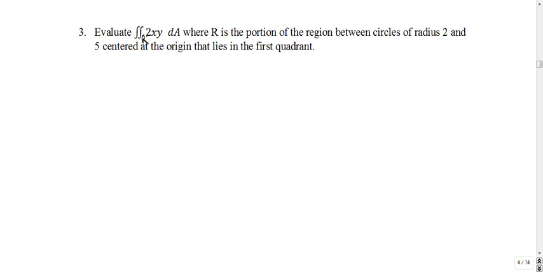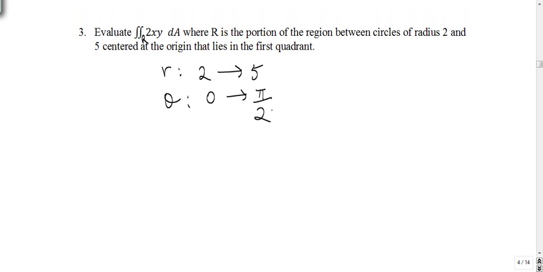First of all, oh, I forgot something. It lies in the first quadrant. That's really key. Good? Now, you can tell me what r is. What do you think? What are the limits for r? What is it? 2 to 5, right? And in the first quadrant, what is theta? 0 to pi over 2. Fantastic.